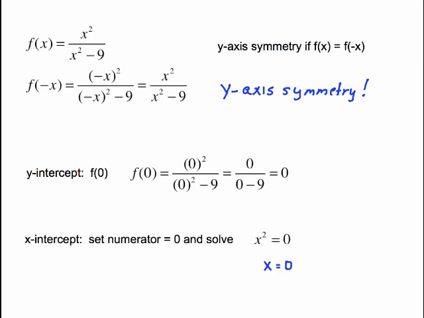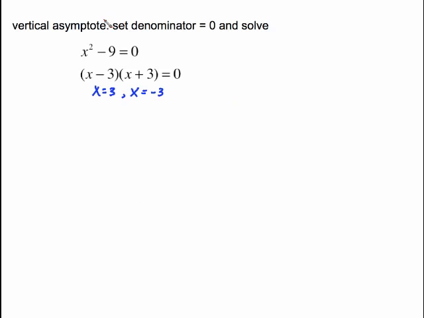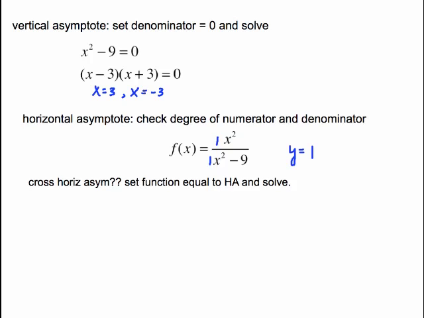X-intercept, set the numerator equal to 0 and solve. Not much to solve there. You get x equals 0 for your x-intercept. Find your vertical asymptotes by setting the denominator equal to 0 and solve. This is the difference of two squares, and this is how it factors. So we get x equals 3, x equals -3 for the vertical asymptotes. Horizontal asymptote is a matter of looking at the degrees. Since both of these are x squareds, we're looking at the coefficients, which are both 1. So it's just the ratio of 1 over 1, which is just 1.